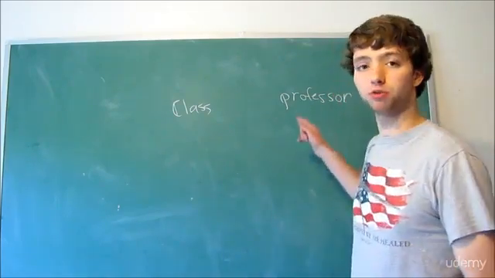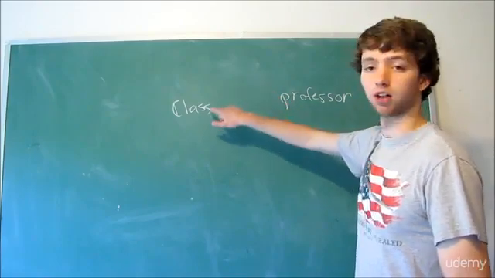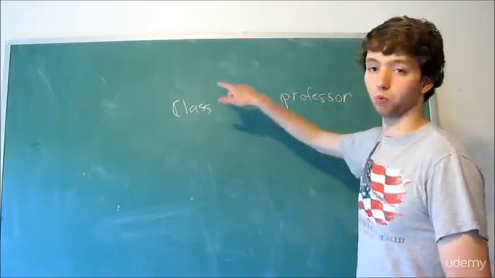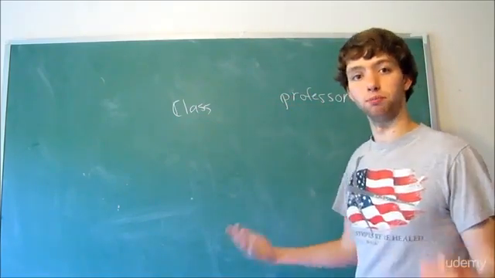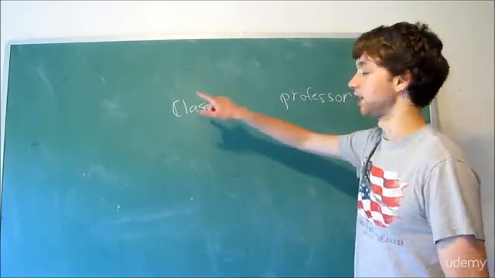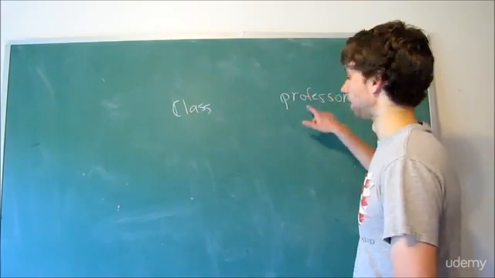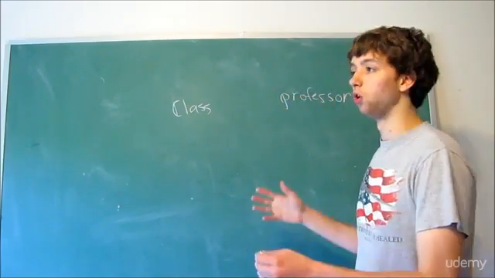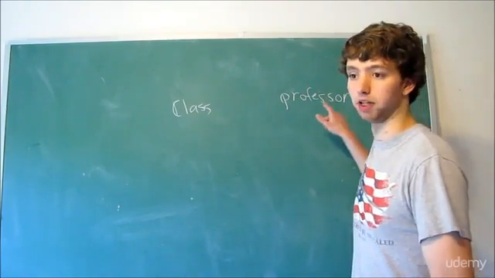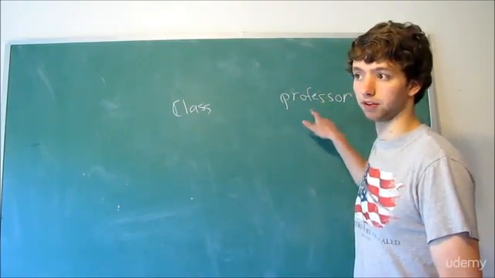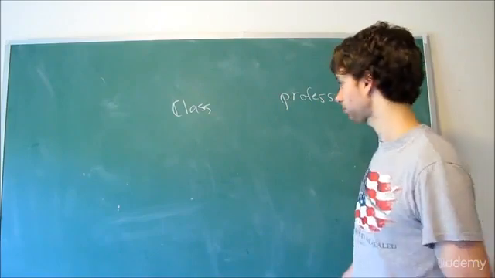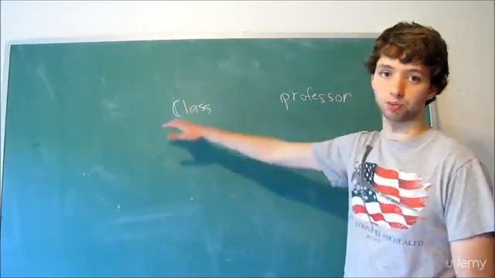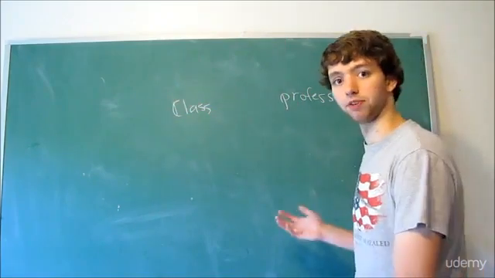If it's a one-to-one relationship, that means a class can be taught by one professor and a professor can teach one class. If it's a one-to-many relationship, that means either a class can be taught by one professor and a professor can teach many classes, or the opposite, a class can be taught by many professors, but a professor can teach only one class. Or it can be a many-to-many relationship. A professor can teach multiple classes that can be taught by multiple professors.